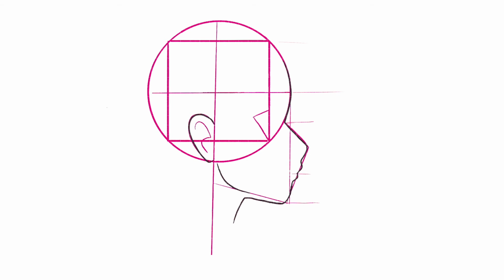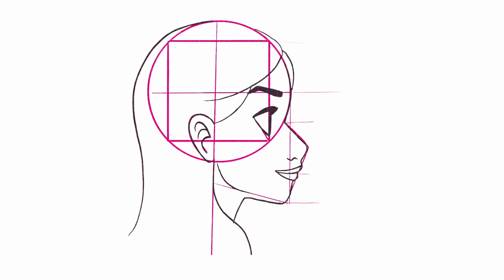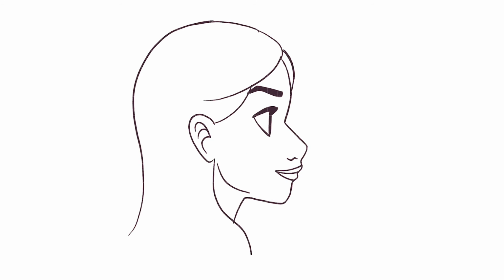Thus, we have a blank of a human face ready, but it lacks volume, so I add the length of the nose, equal to the distance from the edge of the square to the edge of the circle. Next, I draw the mouth. Add a little volume of the head from behind.